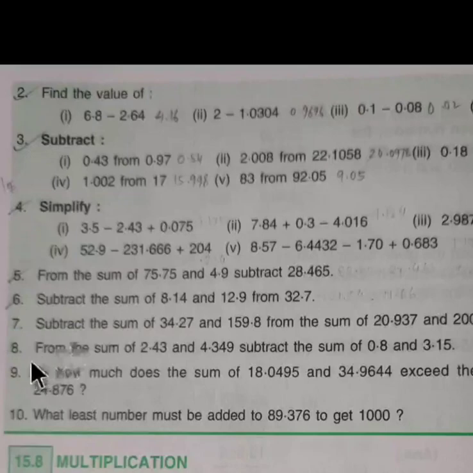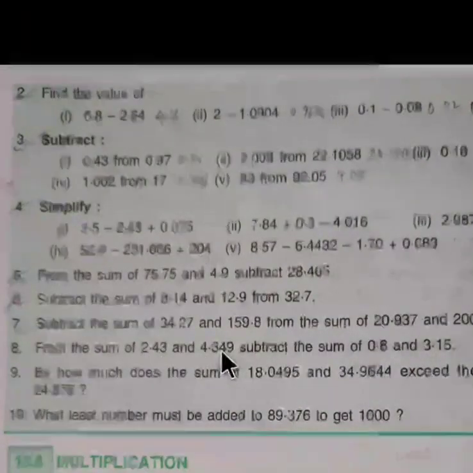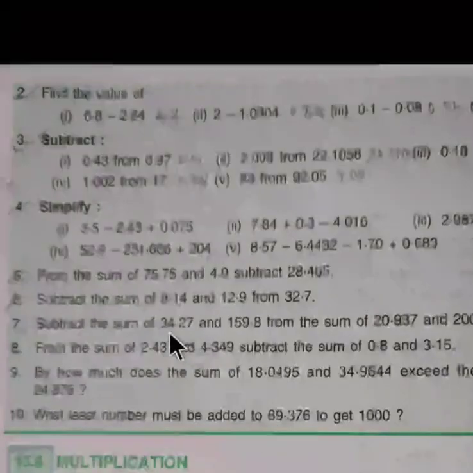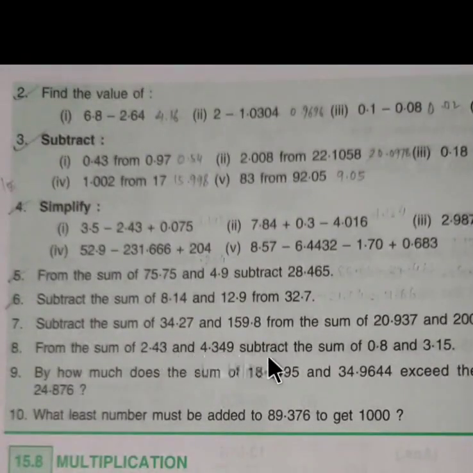Next, have a look at question number 8. From the sum of 2.43 and 4.349, subtract the sum of 0.8 and 3.15. So first we have to find the sum of these two numbers, and from this one we have to subtract the sum of these two. That means we have to add this and this and this one and this one separately.